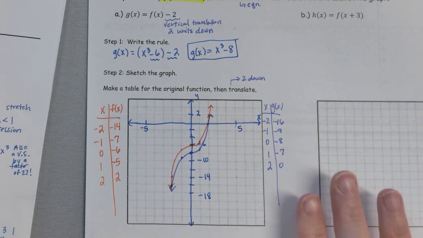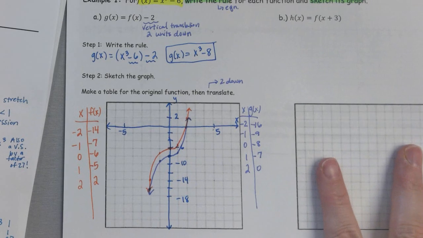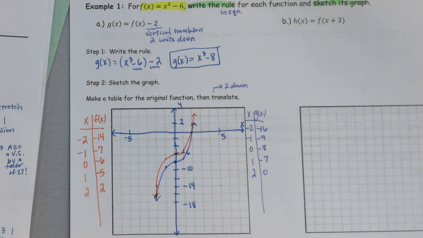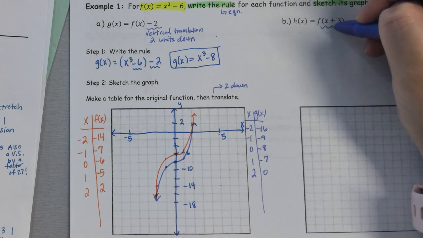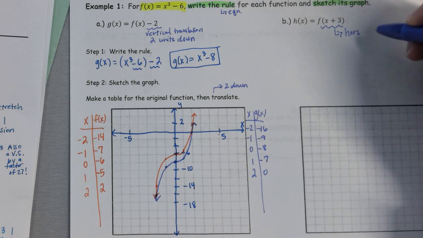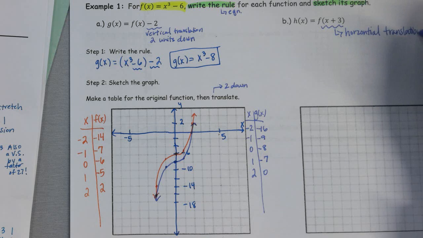Okay, and then we're going to do part B. So first let's identify what the transformation is. If you have x plus 3, notice it's inside the parentheses, so that means it has to be some type of horizontal transformation. So what is this? A horizontal translation where? Yeah, 3 to the left.